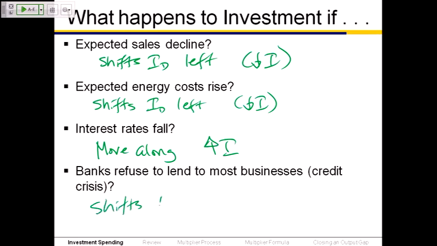That shifts the investment demand curve to the left. When the banks refuse to lend at prevailing interest rates, there are people who have businesses that have profitable projects. They can't find anybody to lend to them. It causes a decrease in investment spending. That's the essence of what we call a credit crisis.